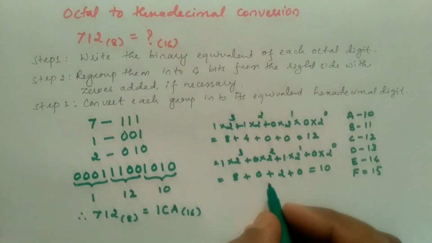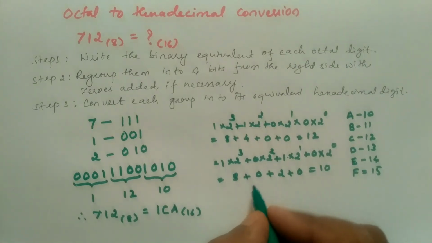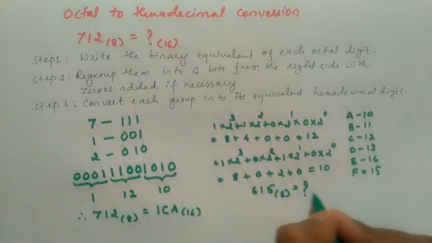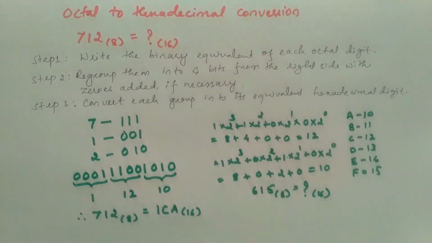I'm going to give you one more example of this kind so that you can solve it and tell me the result. Here I write 615 to the base 8 is equal to what to the base 16, and please let me know the answer in the comment box.